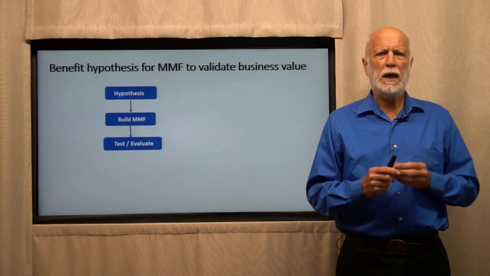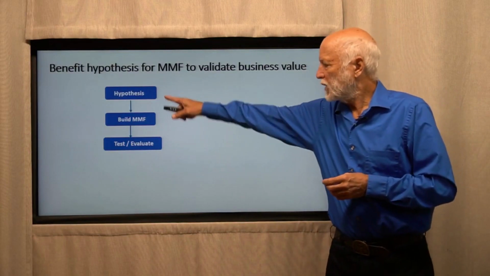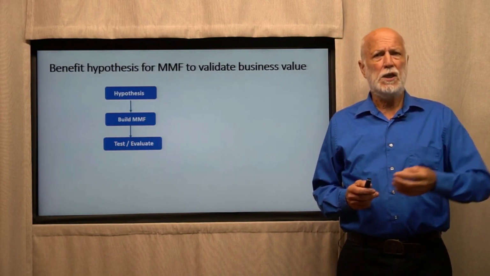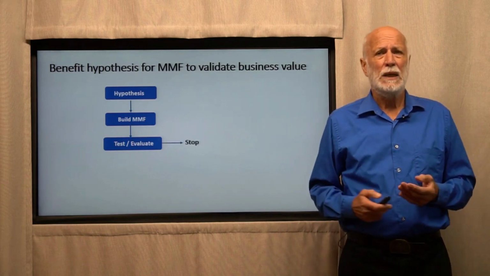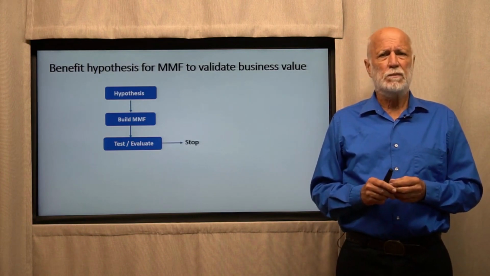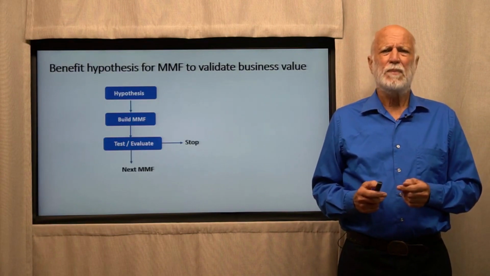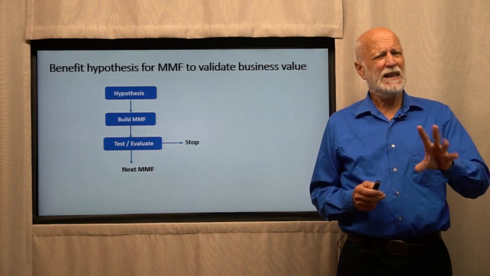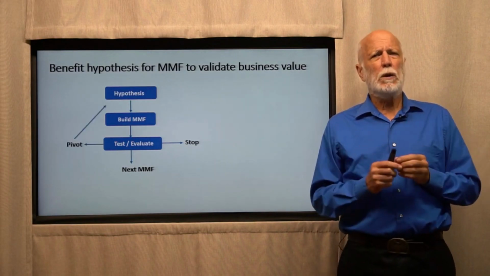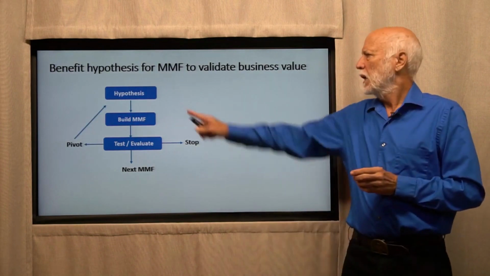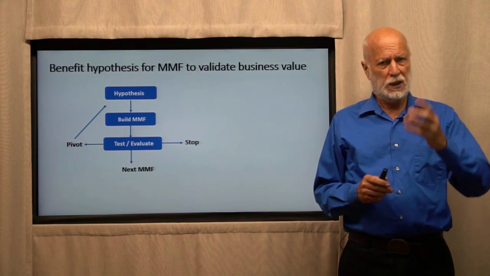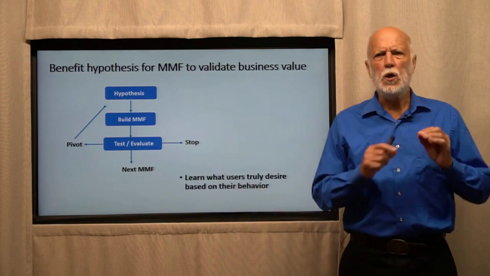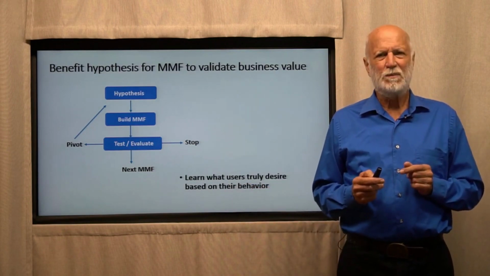And then we run our test. Here is the creation of the test. Here is the execution of the test. And we evaluate whether that feature was actually utilized by customers. Maybe it isn't, in which case we just stop work on that feature. Maybe we say, yep, it looks good. Let's go on to our next MMF. Or perhaps we say, I'm not sure that we got it quite right, so let's do a pivot. Let's change the MMF slightly and send it out again and see if we get a better result. So what we're doing is learning what users truly desire based on their behavior.